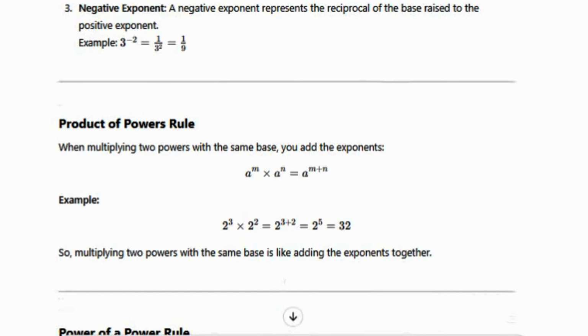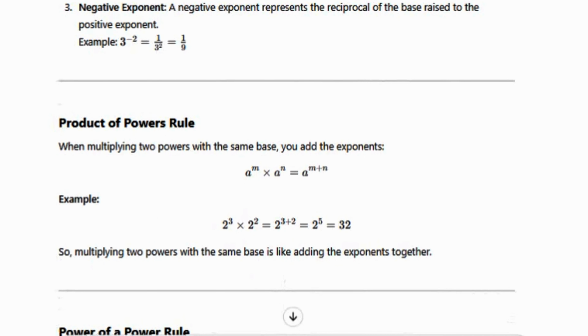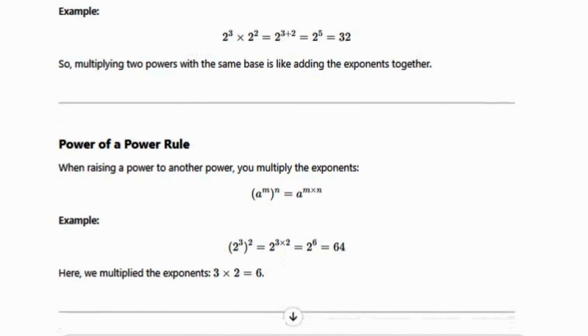Now let's move on to the product of powers rule. When multiplying two powers with the same base, we add the exponents. The rule is a^m × a^n equals a^(m+n). Let's take the example, 2^3 × 2^2. Since the bases are the same, we add the exponents. 2^3 × 2^2 equals 2^(3+2) equals 2^5, which equals 32.